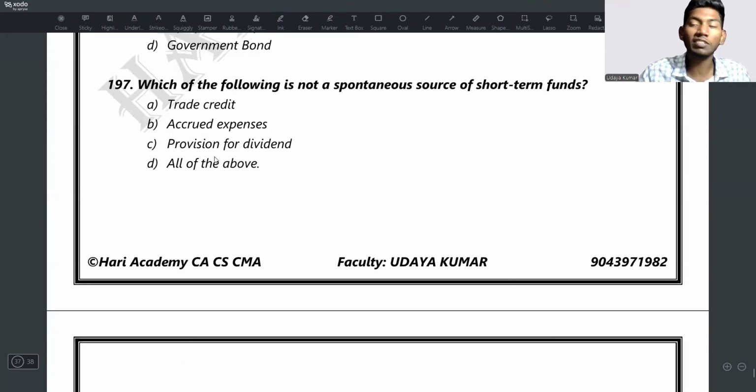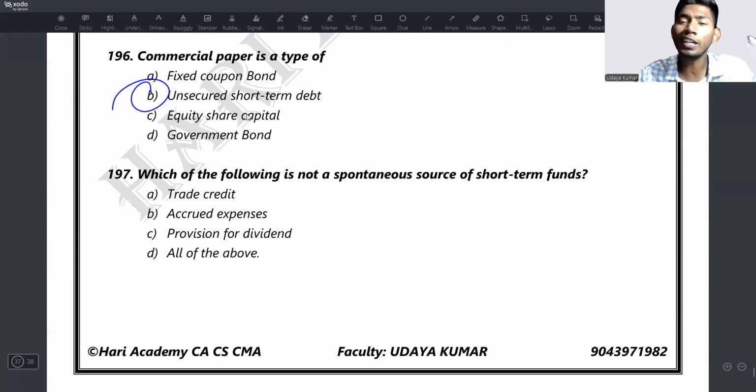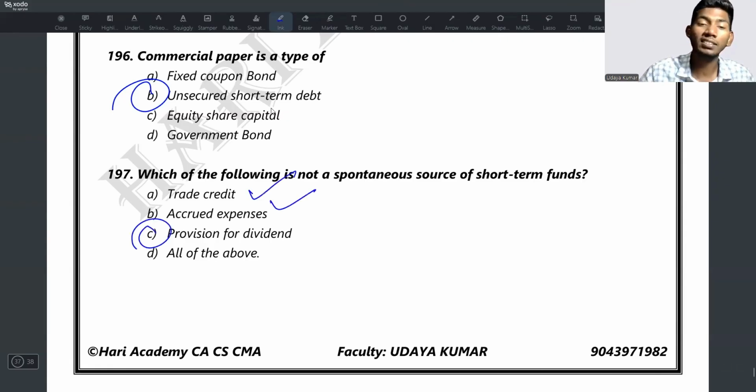Okay. Moving to question 197. Still 3 more are left. Okay. For completion of this 200 MCQ series. So which of the following is not a spontaneous source of short-term funds? Trade credit, accrued expenses, or provision for dividend, or all of the above. Wherever there is all of the above, you must be careful. So here the options trade credit and accrued expenses are spontaneous sources of short-term funds. Okay. So provision for dividend. Trade credit and accrued expenses arise naturally from day-to-day operations. Whereas provision for dividends or planned obligations are not a source of spontaneous financing. Okay. He's asking which is not spontaneous. But these both are spontaneous, right? So option C is the right option.